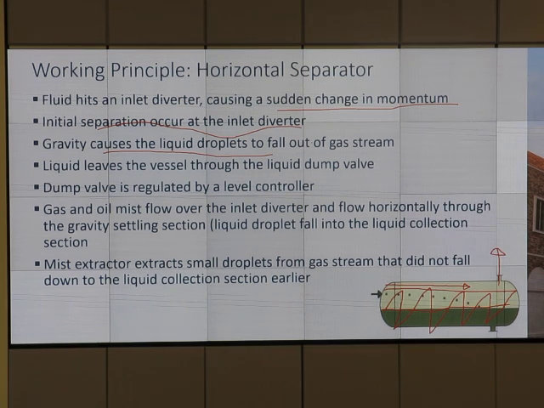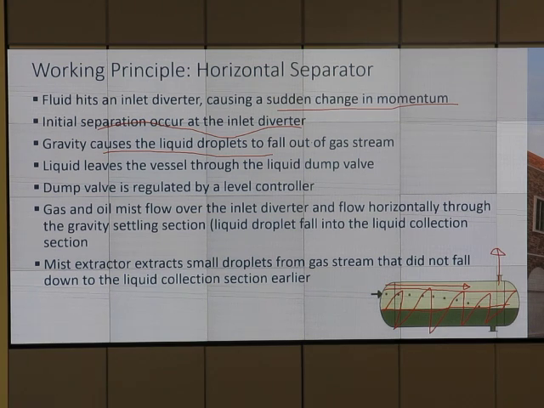Gas and oil mist flow over the diverter and go into the gravity settling section and go to the outlet. The mist extractor extracts the mist. That's just how it works. Very easy, right? Okay. Do you still remember input, control, and output that we learned from the field trip?